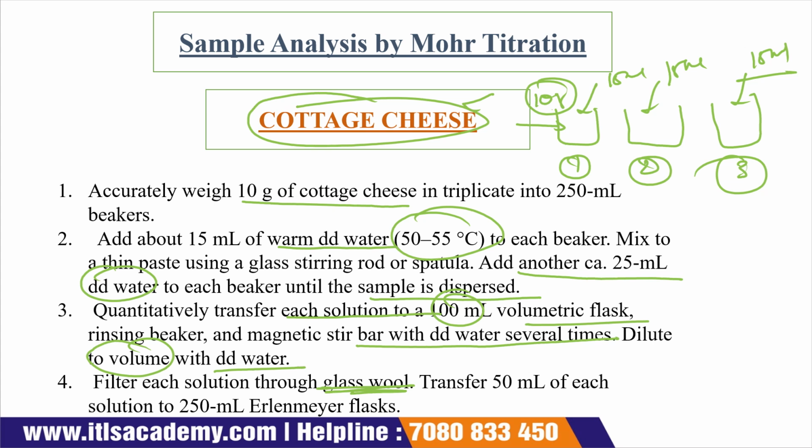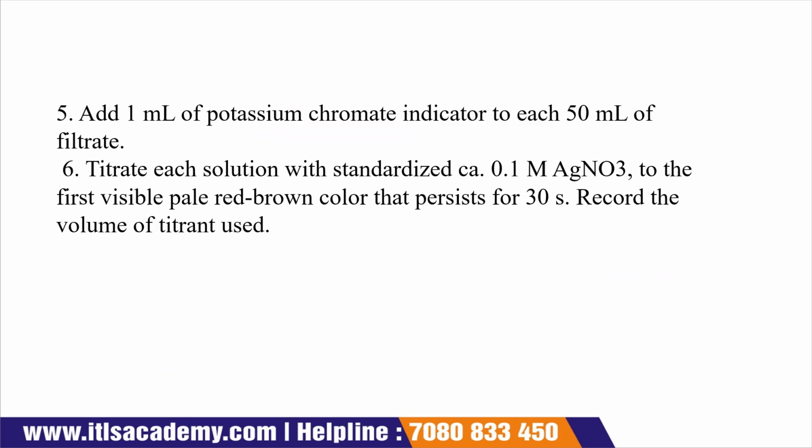Okay, then we transfer 50 ml of solution into a 250 ml Erlenmeyer flask. Then we add potassium chromate as an indicator in each flask of 50 ml. Okay, and the amount of this potassium chromate is 1 ml.